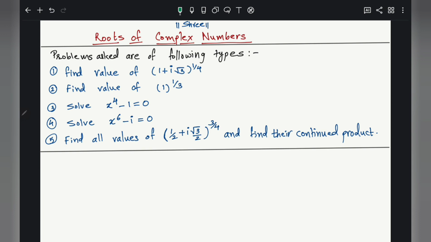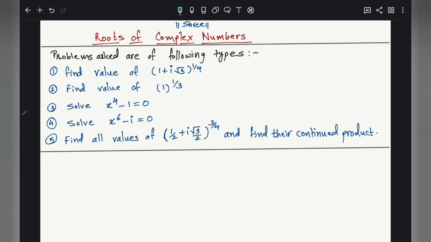So today we have brought a topic, roots of complex numbers, and we are going to explain it in a very simple way. So in complex numbers, this roots of complex numbers, the different types of problems that are asked, you can see here on the screen. That is the first type of question that I have written: find the value of (1 + i√3) raised to 1 by 4. Okay, second question is find the value of 1 raised to 1 by 3.